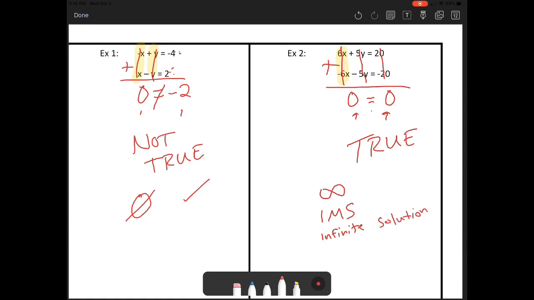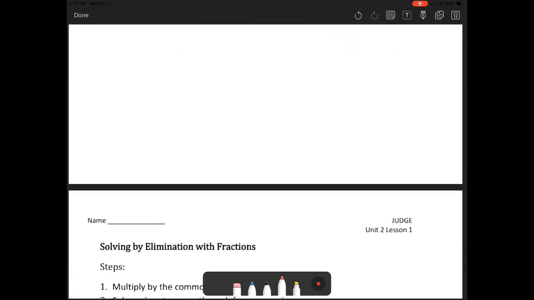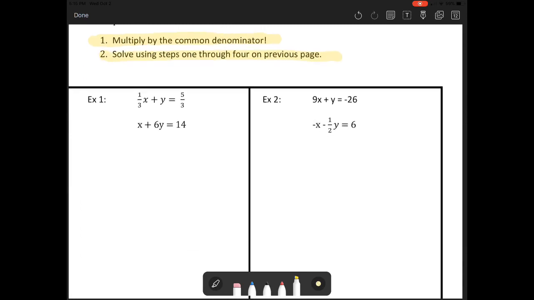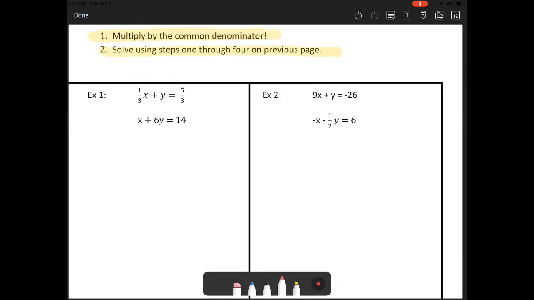Any of these are great ways to answer it, and I'm okay with either of the three choices: infinitely many solutions, or infinite solutions. So we have 2 more problems. This is going to be a little different because we have to solve with fractions. So you have to add this extra little step in, multiplying by the common denominator. Then you can solve using the other steps.